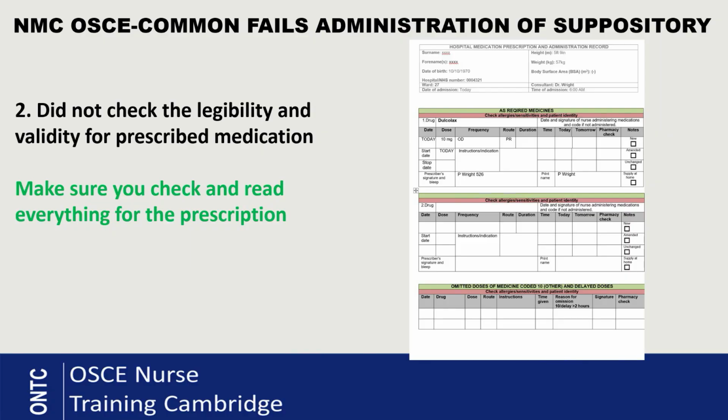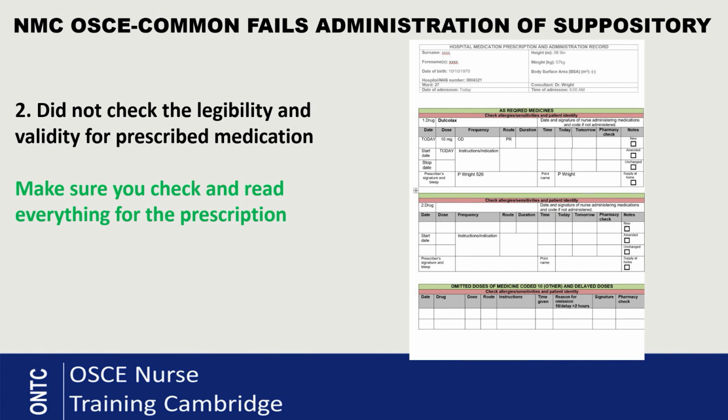Next one is did not check the legibility and validity of the prescribed medication. That's really important. You're giving a drug, so you have to have a legible and valid prescription for that. I know they're going to give you a legible valid prescription, but if you haven't checked that, it would still be a critical fail. So no assumptions, you need to go ahead and check and read the validity. Make sure you check and read everything on the prescription for that drug.